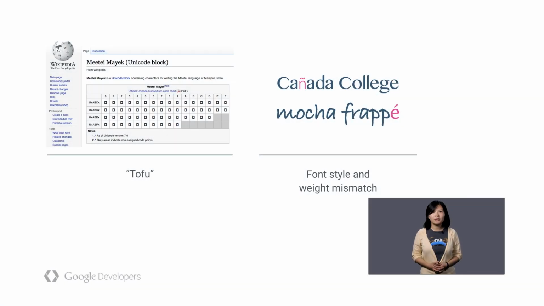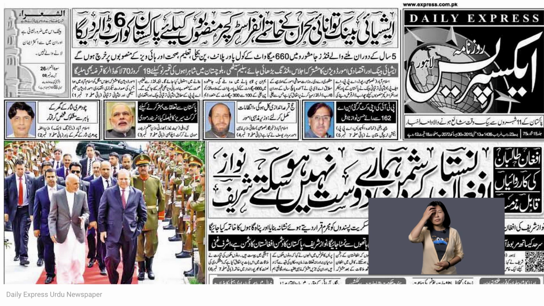Let's look at a few examples. On the left image, characters for Mi Tai Mayak are displayed as tofu. Effectively, the characters are displayed as little boxes to indicate your device doesn't have a font to display the text. The image on the right highlights another difficult situation. The text is there, but ugly because it's displayed using fonts of mismatched styles and weights.